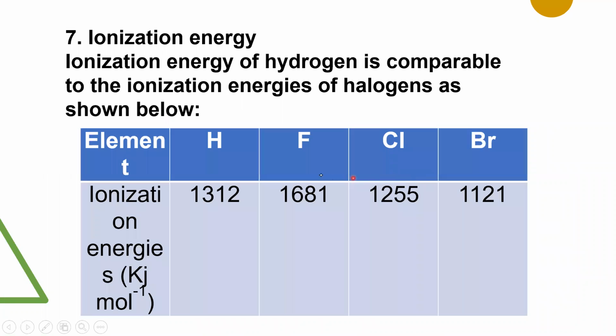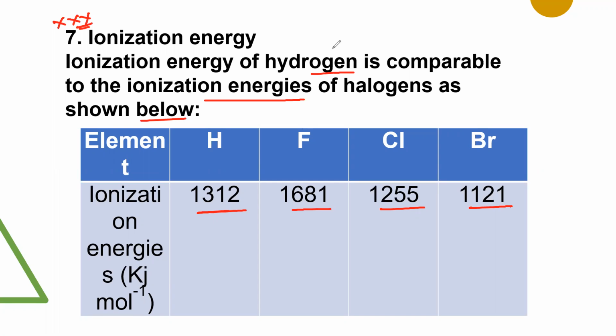Next, ionization energy. The ionization energy of hydrogen is comparable to the ionization energy of halogens. This point is very important. As shown below, the ionization energy of hydrogen is 1312 kilojoules per mole. Fluorine is 1681, greater than that. Chlorine is almost similar, and bromine is very near. So the ionization energy of hydrogen is comparable to the ionization energies of halogens. So this is another similarity.